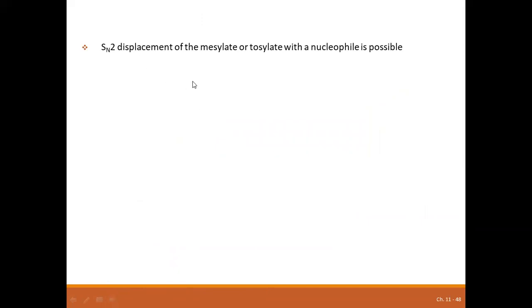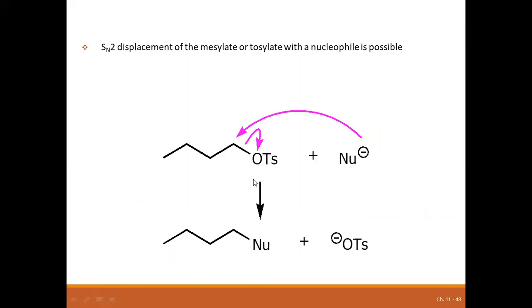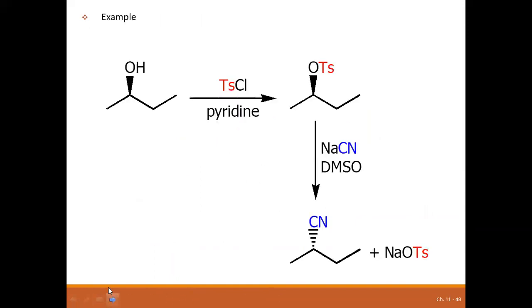So SN2 displacement of mesylate or tosylate with a nucleophile is possible. And again, I've mentioned, once you have your tosylate, OTs, you can easily attack. Once you attack, the OTs can leave, and you can have your nucleophile here. So it's either OTs or OMs. Replace the oxygen.